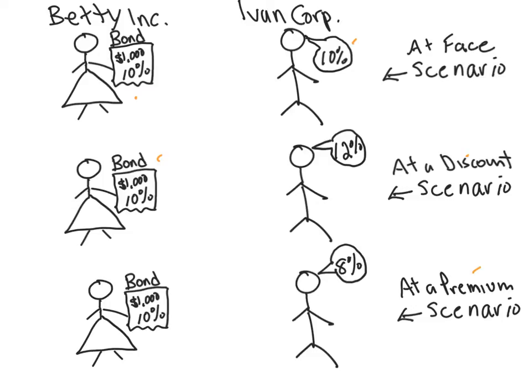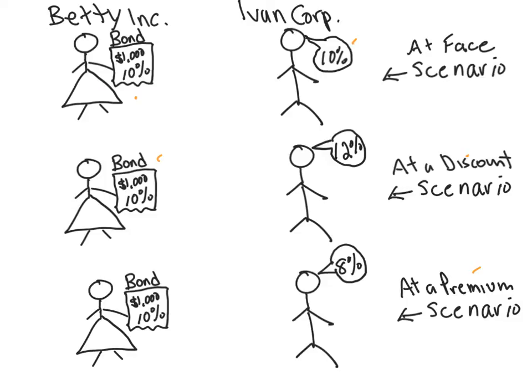In the premium situation, the bond is still the same, but now Ivan will be satisfied with 8%. So it's lower. And again, in that case, Betty's bond is giving too much, and Betty doesn't want to do that either. So then she wants to adjust the pricing of the bond so that effectively Ivan will only yield what he requires, which is 8%.